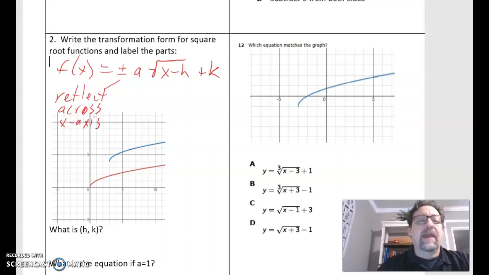If a is greater than 1, like it's times 2 or times 3, then it's a stretch because it's making the number larger. If a is between 0 and 1, like a half or a fourth, then if I multiply by a half, it makes the number smaller. So that's a compress.